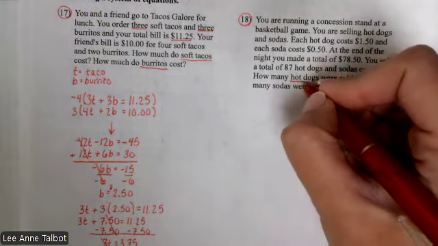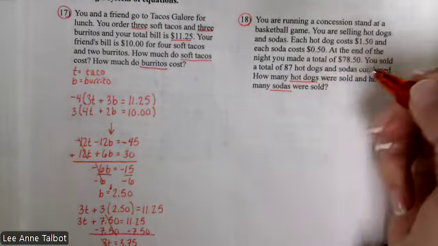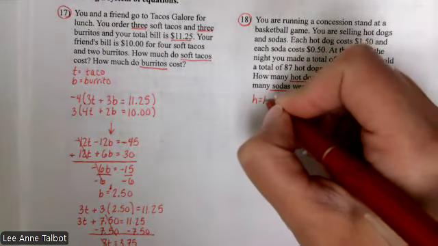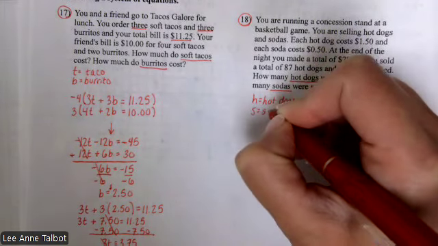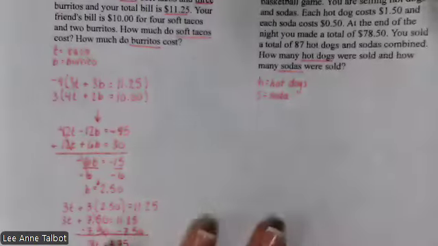Okay, so that's the first thing I'm going to make a letter. And how many sodas were sold? Oh man, it's going to make me use the S, isn't it? Okay, so H equals hot dogs, S equals soda. You guys are just going to have to watch me carefully, make sure that I don't change any of those to five.